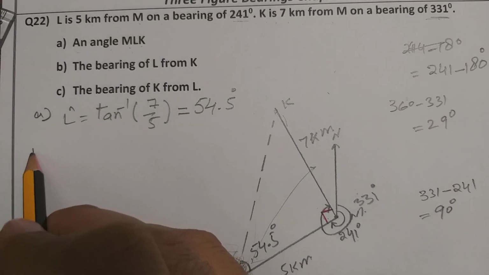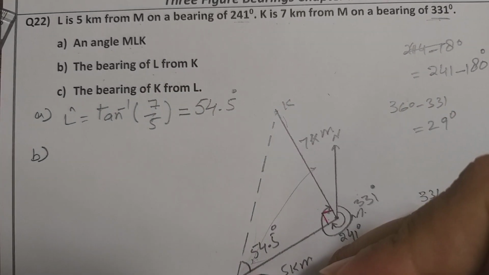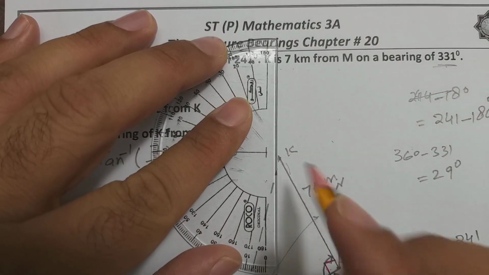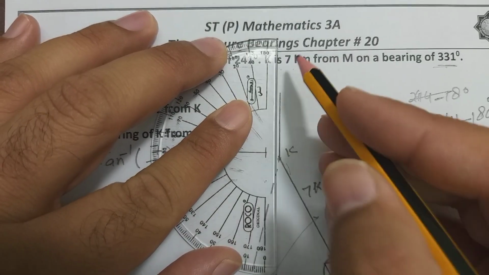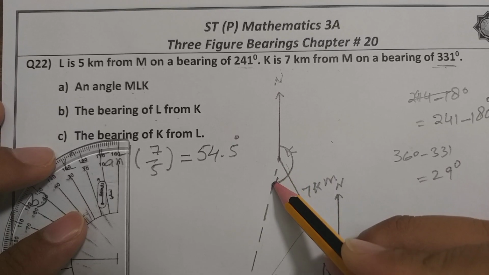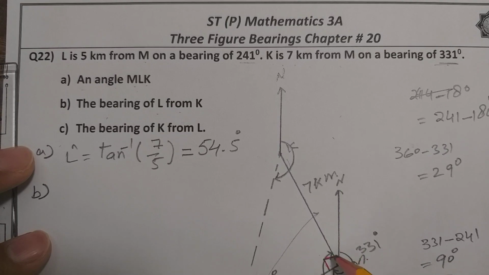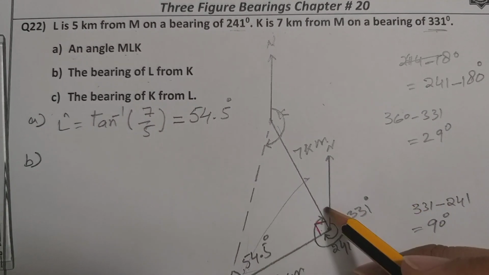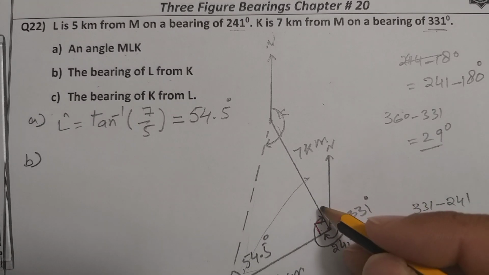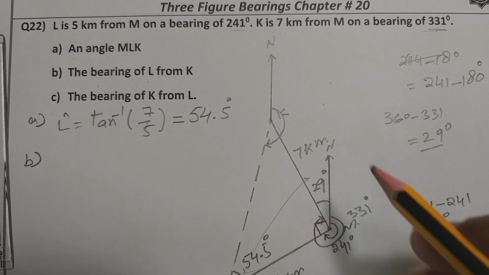Now in the B part, the bearing of L from K. So this is the starting point. It means we find the bearing of L from K. We draw the north line on K. This is the north line. We need the complete angle. Okay, we know that the complete circle gives us 360, but this angle is 90. So 360 minus this one, we have 29. It means this angle equals 29, which is anticlockwise.